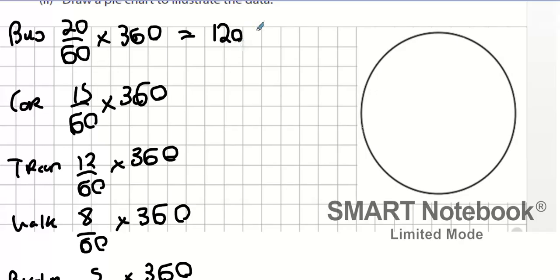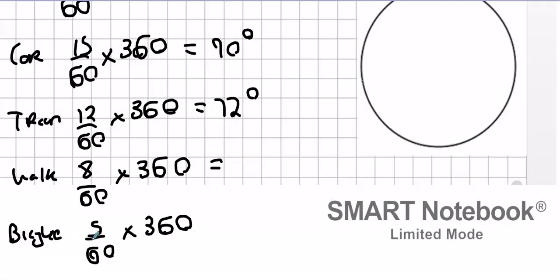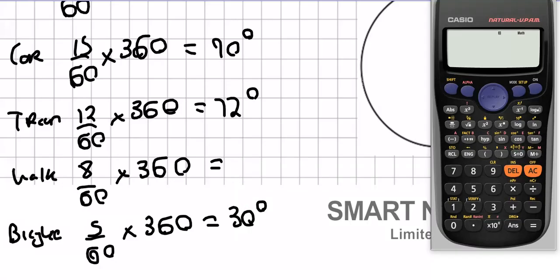Okay. So 120 degrees, 90 degrees. The fifth by 360 is 72 degrees. Yeah, I'm sure about that one now. And anybody know what degrees is in the walk? Anybody got it? 8 out of 60 multiplied by 360. 48 degrees.